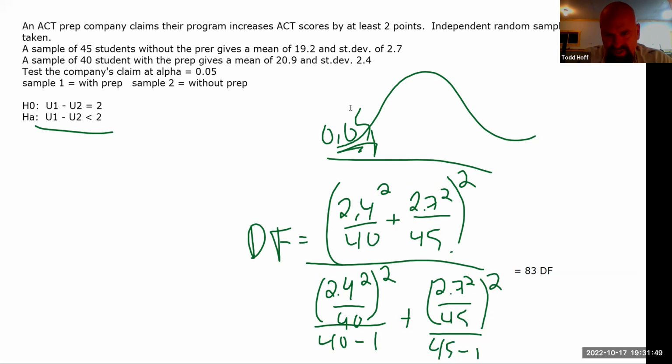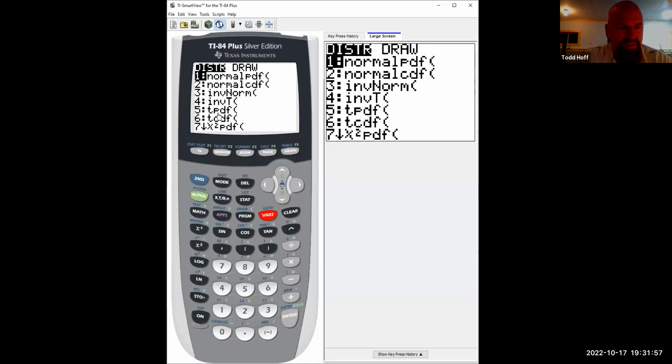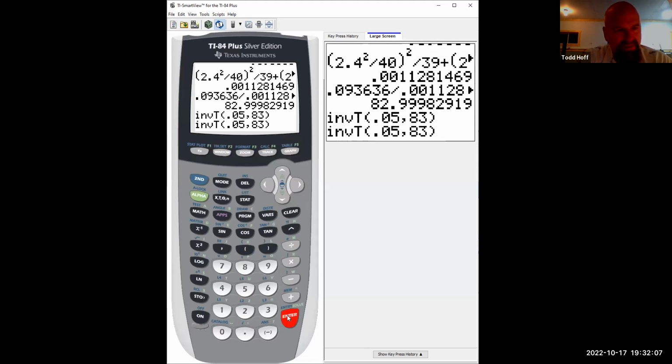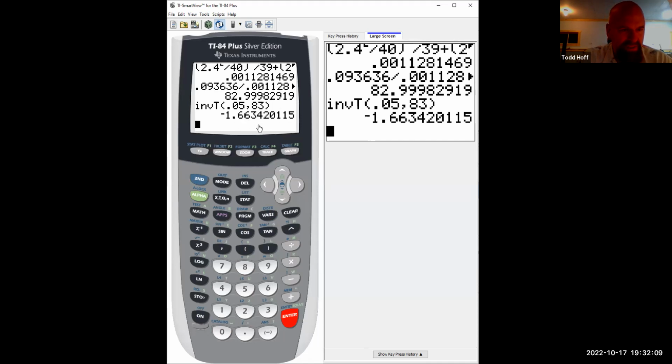And so now I can find my critical value using the t-distribution. Second, distributions, inverse t is option 4. My area is 0.05. Degrees of freedom is 83. And paste. So it's negative 1.663 is what we end up with there.